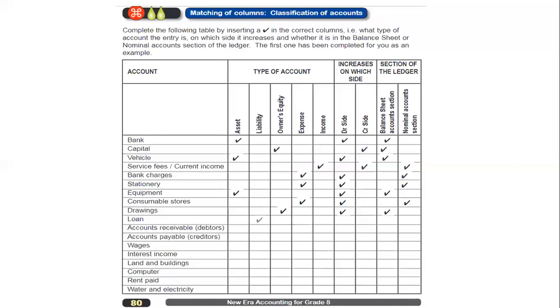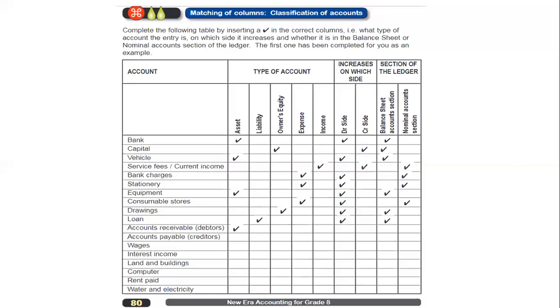And then accounts receivable, that is debtors. Sorry, we are on loan. So the loan, this one is a liability, right? Type of account. It increases on the debit side, and also you find it under the balance sheet section of the accounts, right? And then accounts receivable. These are debtors, right? These are assets. Can you see that?